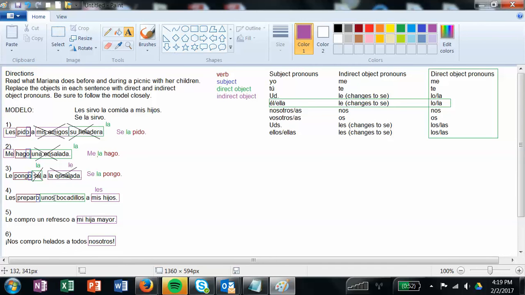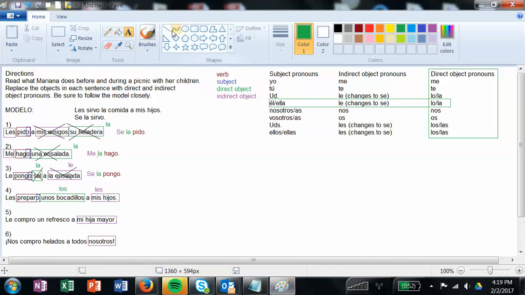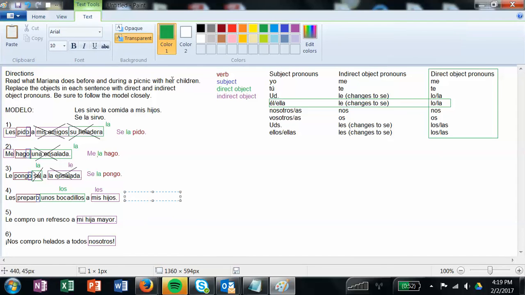And my "bocadillos," I'm going to say I prepare them for them. So meaning I prepare them the "bocadillos." "Bocadillos" is masculine and plural. So I'm looking down here. I'm going to pick "los." Okay. So then I want to say I prepare them for them. So I would say "preparo" them, meaning the "bocadillos," for them, meaning my kids.